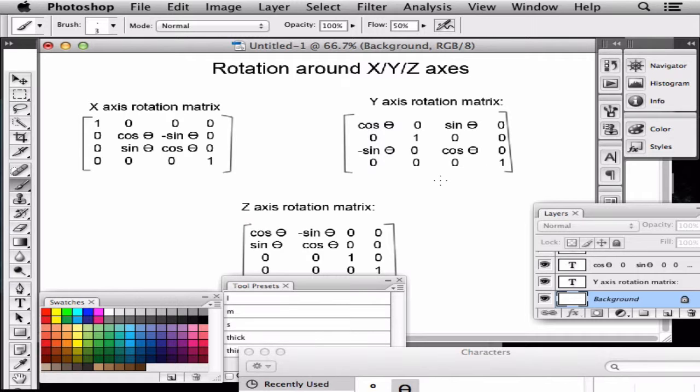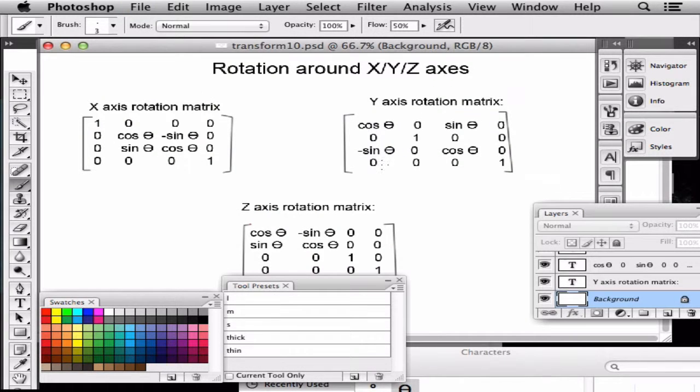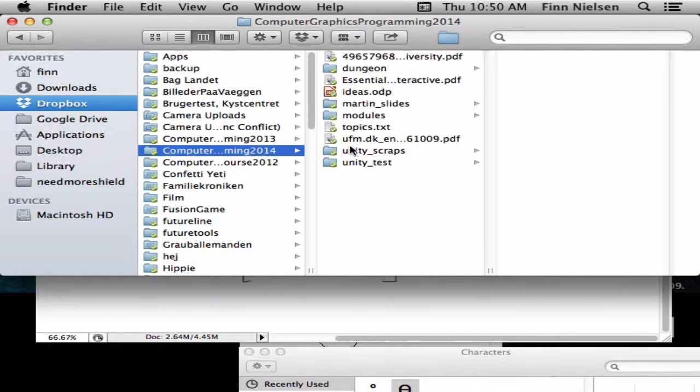Now you probably guessed this, but the theta is of course the angle that you rotate. It can be any angle. So you can rotate any angle around any axis this way using these 3 matrices. And I think we should do one more, scaling as well.